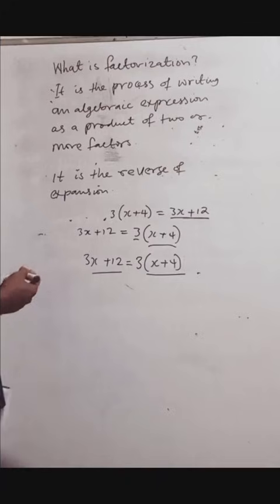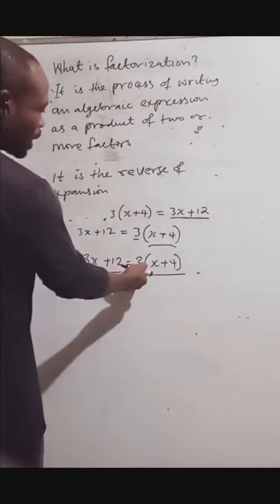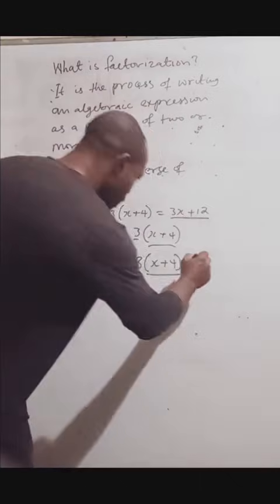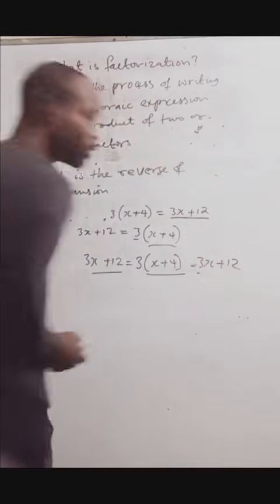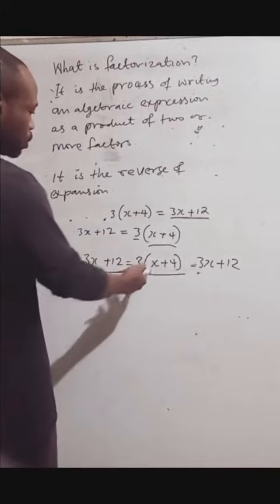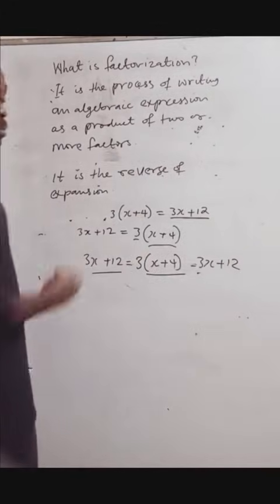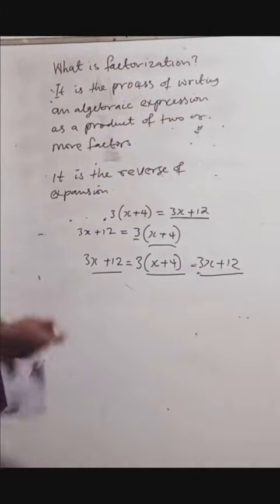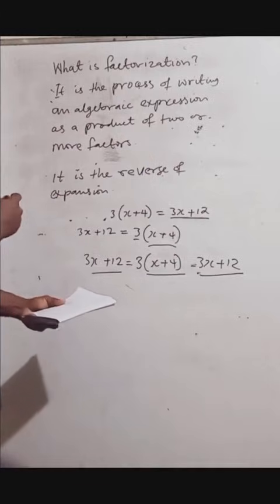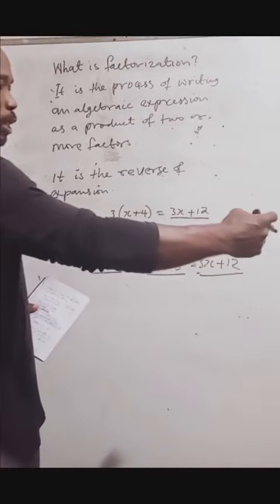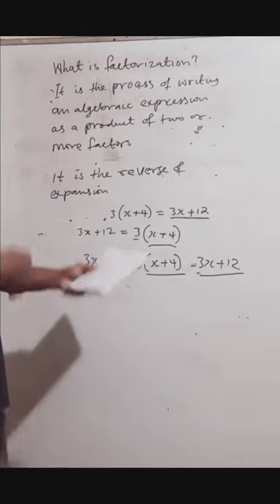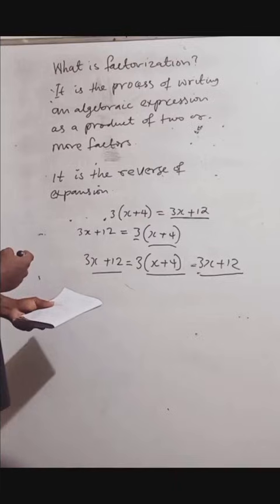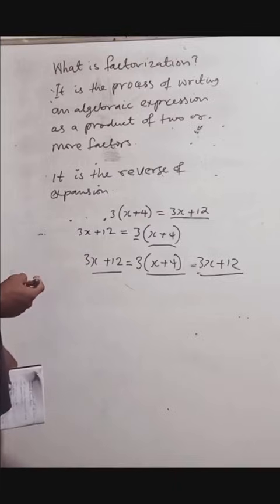So what does that mean? That means that we can also express 3 multiplied by x plus 4 as 3x plus 12. In other words, if we expand the value by removing the brackets, we are going to get 3x plus 12. So when you reverse expansion, you get the factorized version of an expression. When you reverse the factorized version, you get the expanded version of an expression. I hope that's clear.